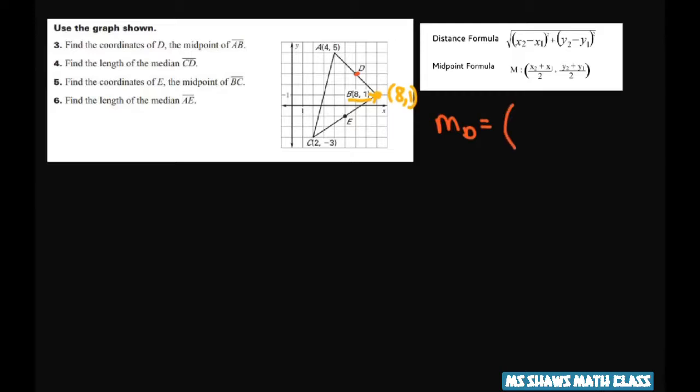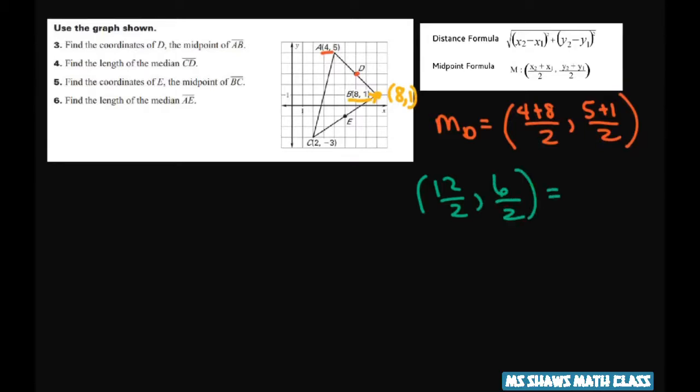So you just add your x's, your A and your B x's, divide by 2, and then add your y's, which is 5 plus 1, divided by 2. Now that's going to give you 12 divided by 2, 6 divided by 2, which equals 6 comma 3. So the answer to this is 6 comma 3.